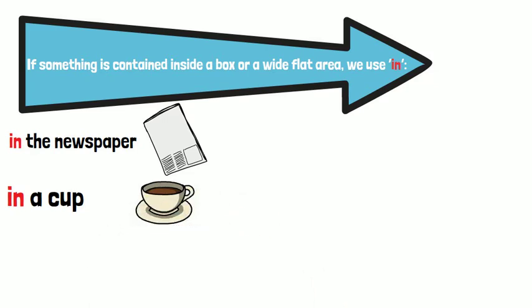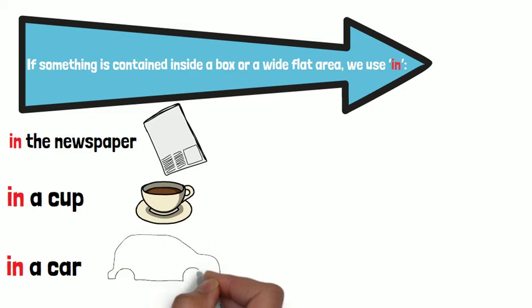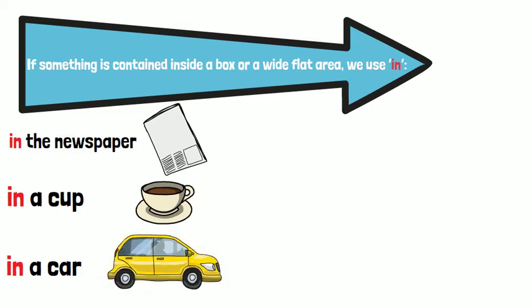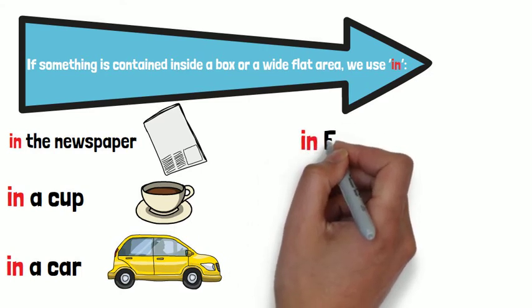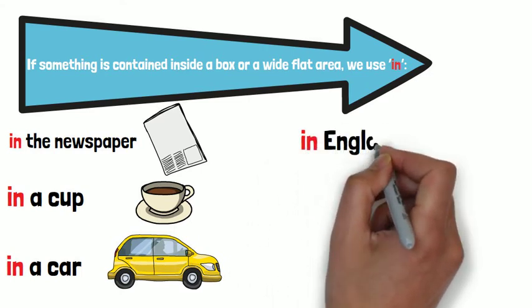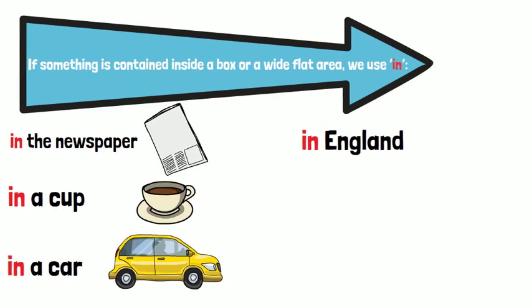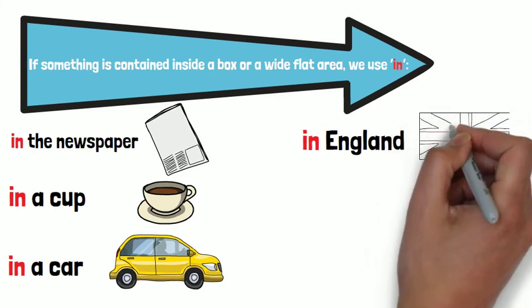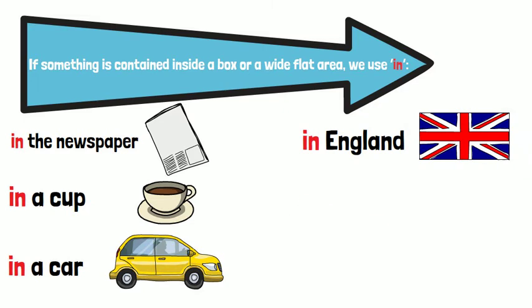We have in a cup داخل الفنجان. In a car داخل السيارة. In a car. Another example which is in England. England وهي بريطانيا مساحة كبيرة جدا. هنا نستعمل in.